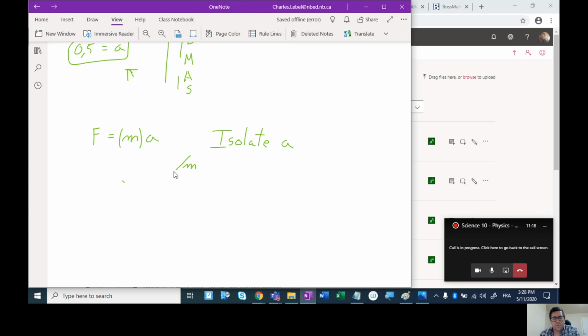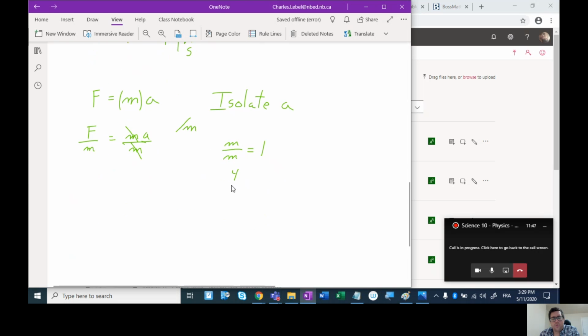Dividing by M, which we will do on both sides. So F is going to be divided by M, and MA is going to be divided by M. M and M here are going to cancel out because there's one on top and one on the bottom, and they can be grouped together. And M over M is 1, right? The same way that 4 over 4 is 1, or minus 2 over minus 2. It's the same letter. You get my point. F over M equals A.